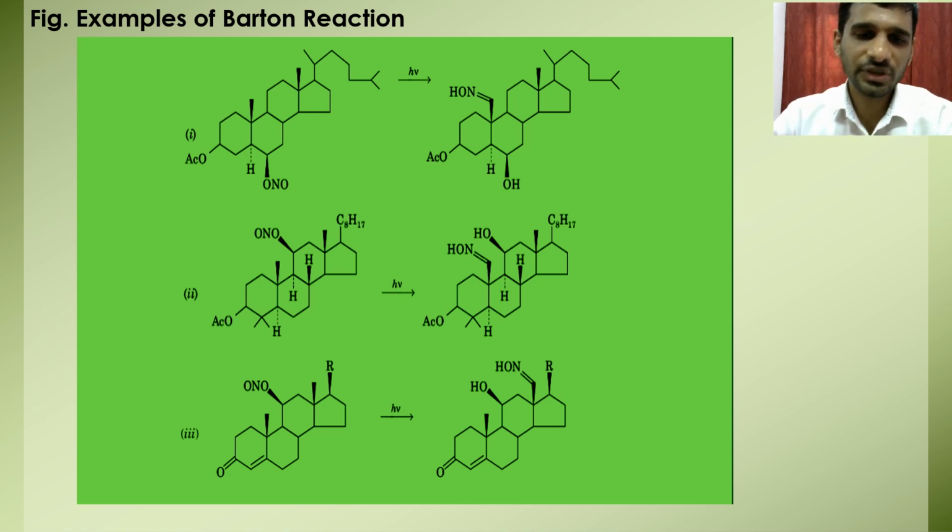So in the case of steroid molecules or cholesterol-like molecules, you have to remember that the nitroso group will migrate towards the right-hand side delta carbon atom, if this is alpha, beta, gamma, delta. I suggest you take a screenshot of this slide because it might be important from your competitive exam point of view.